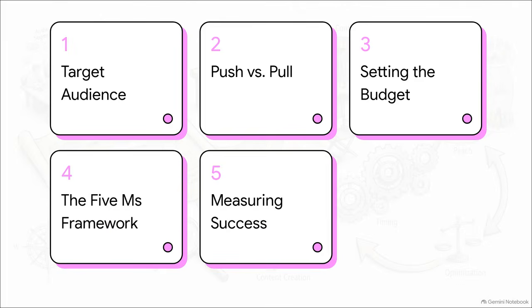All right, here's our step-by-step blueprint for today. We're going to hit 5 key areas. First, finding your target audience. Second, the push versus pull strategy. Third, setting the budget. Fourth, we'll dive into the core execution pillars with the 5Ms framework. And finally, measuring success using a concept called DAGMAR. Let's get right into it.